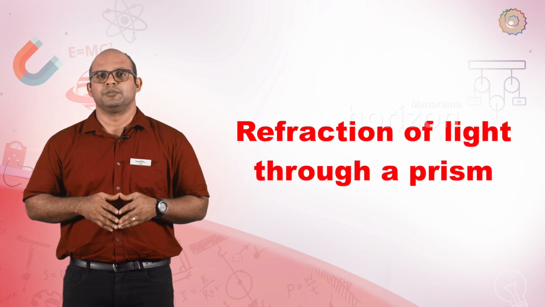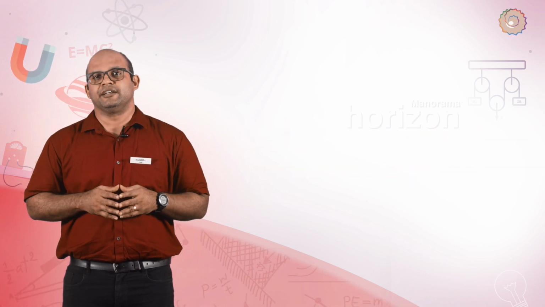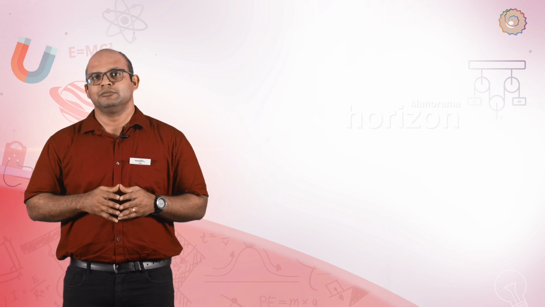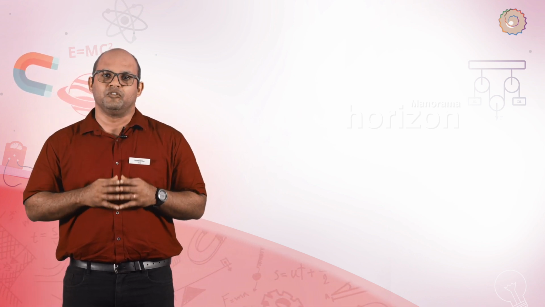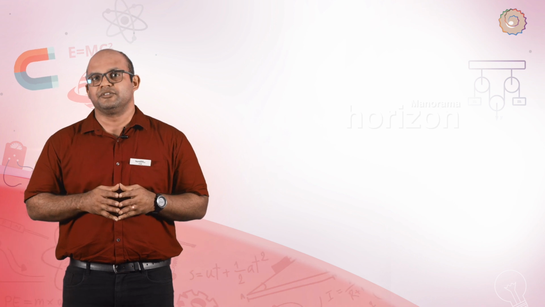Refraction of light through a prism. Before we investigate how light behaves in a triangular prism, let's think back to how light behaves when it enters a transparent slab of material which has parallel sides.